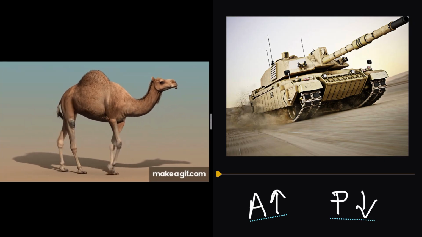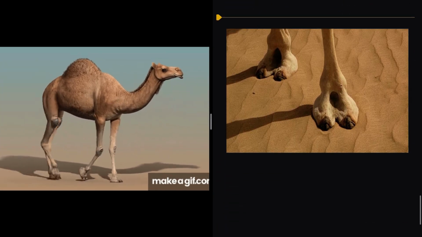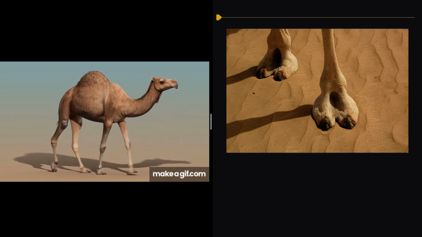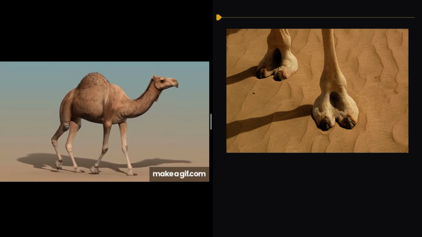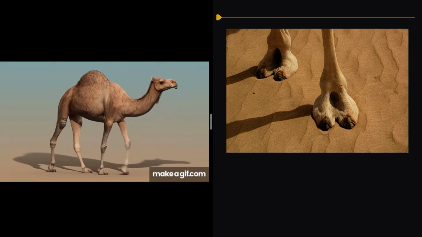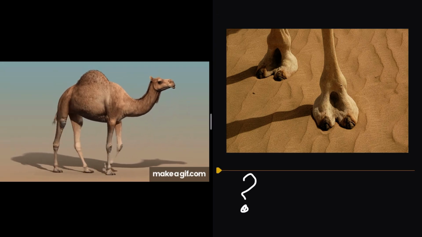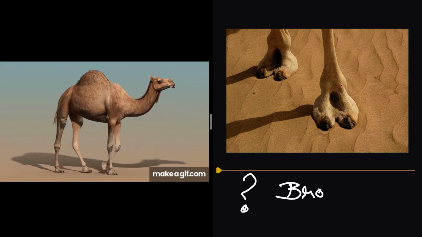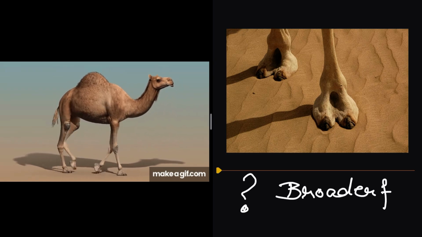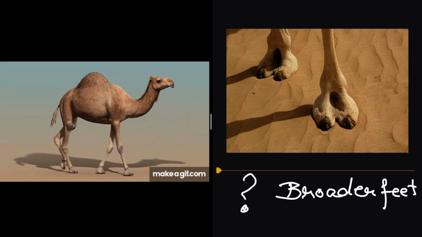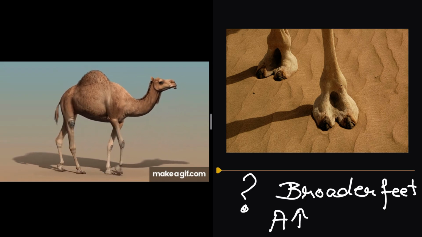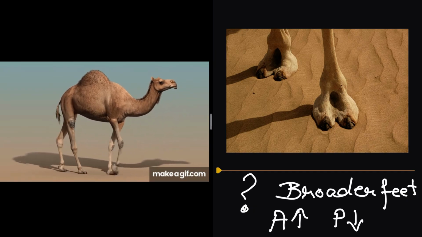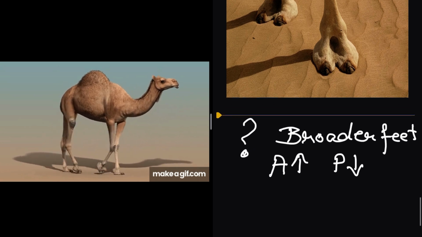Now, the last example, students. We know that camels can walk very easily. They can even run on the sands, but a horse can't. Why? What is the difference here, students? The camel can easily walk on the sand because they have broader feet. So what will happen with the broader feet? Broader feet will increase the area of contact, and if the area of contact increases, the pressure acting on the ground will decrease. And they can easily walk and run on the sands.